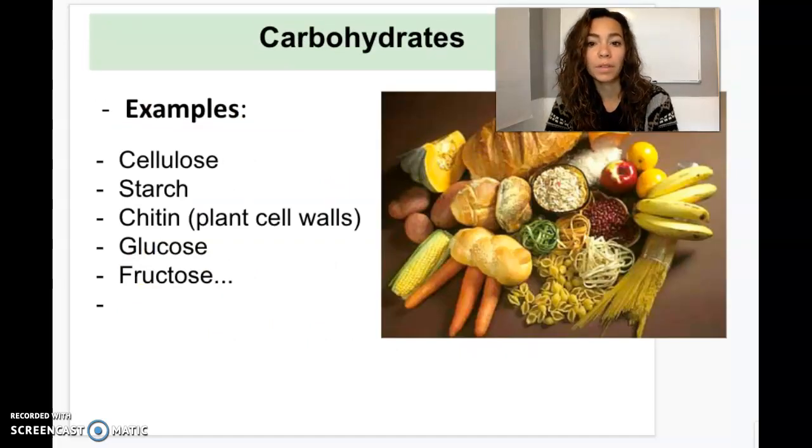Some examples of delicious carbohydrates are seen in this picture. Some of my favorite things. Cellulose, starch, chitin, which is in plant cell walls, fructose, glucose, all those delicious sugary things.